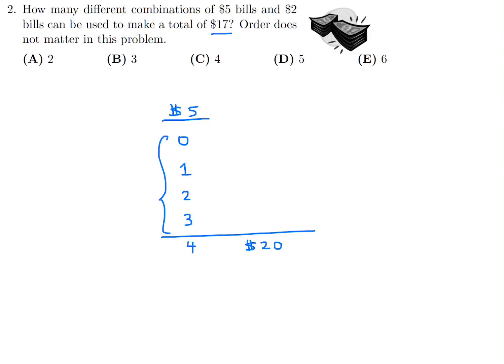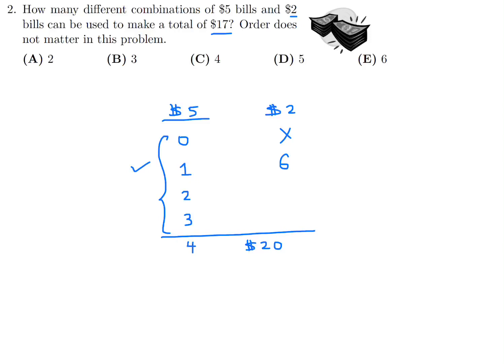If you have 0 $5 bills, then all of them have to be $2 bills. And can you get 17 with $2 bills? The answer is no, because this is an even number and that's an odd number. So that's no good. How about if you have one $5 bill? That means 17 minus 5 is $12. Can you get $12 with $2 bills? Yeah, if you have 6 of them. So that's good. And what about two $5 bills? That's $10. That would leave $7.